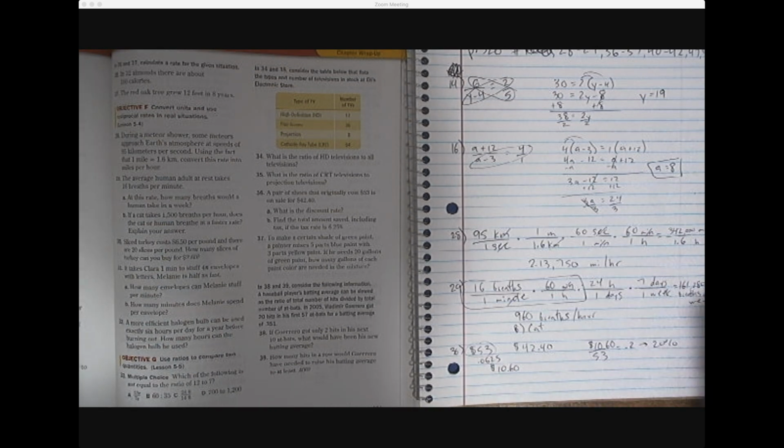So 53 times 0.0625. And when you get that number, you can't see it on my phone, it's $3.31, but there's a 25 at the end of it. You add that to 53, and you round it off. We would have ended up with $56.31.